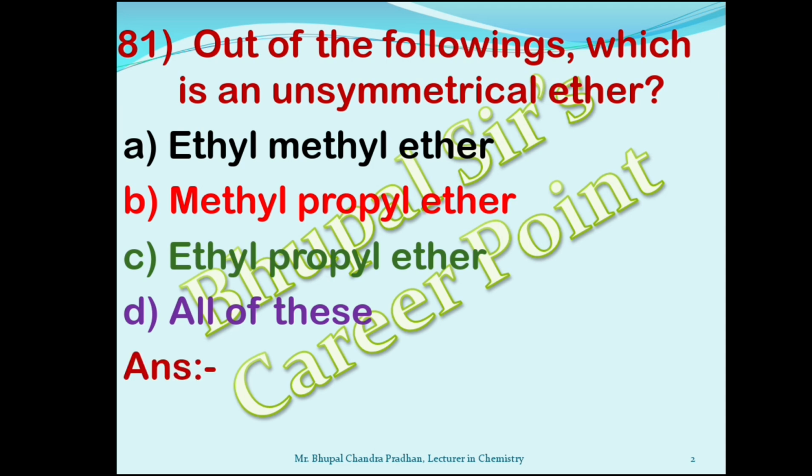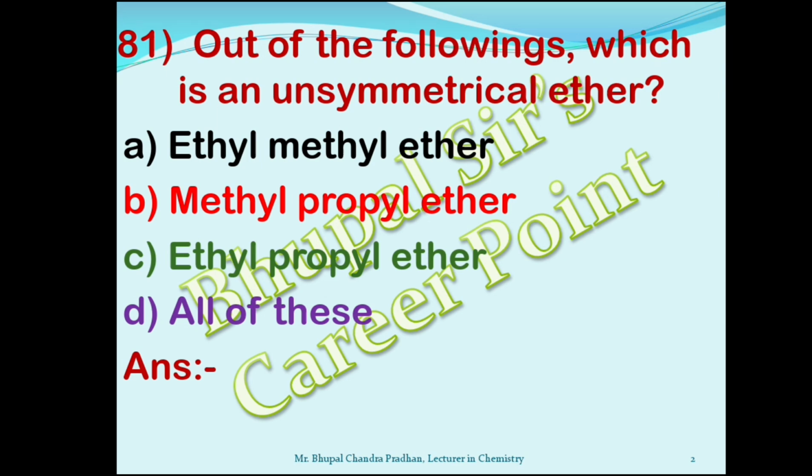The students try to give the correct answer. Out of the following, which is an unsymmetrical ether? The ethers are of two types depending upon the nature of the alkyl groups attached to both sides of the oxygen atom. If the same alkyl groups are attached to the oxygen atom, then the ether is a symmetrical ether. Otherwise, it is an unsymmetrical ether.